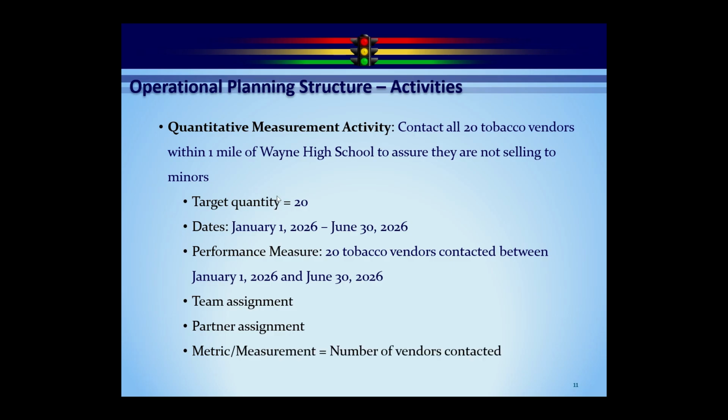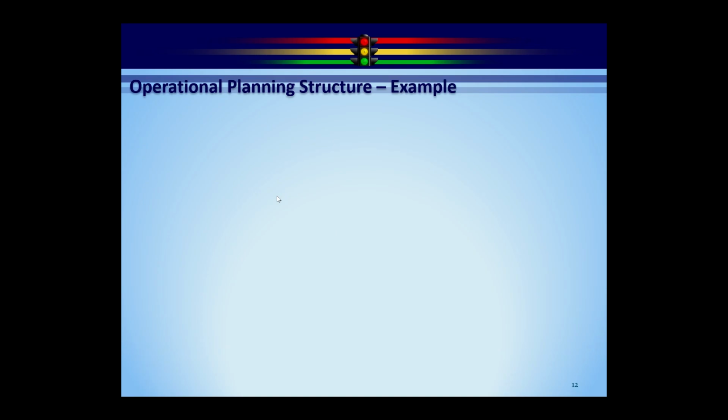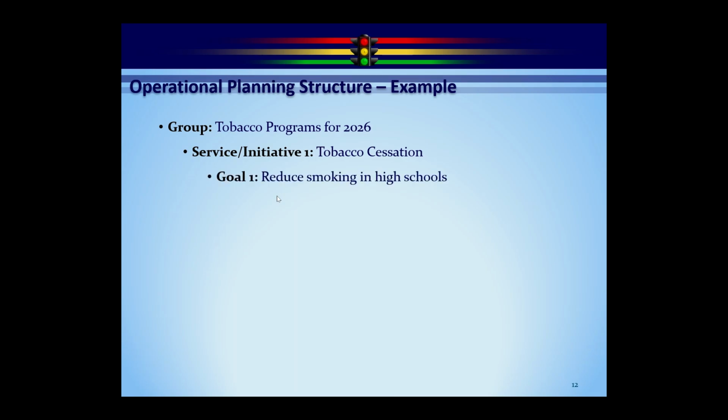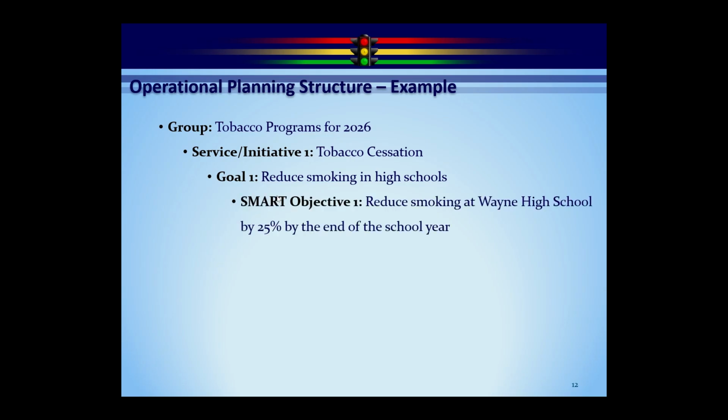So those are the three types of activities. Now, if I take everything that was at the bottom of the screens in blue and the activities and put them into a bullet form, it looks like this. Our group was tobacco programs for 2026. Underneath that, we had multiple services and initiatives. We chose tobacco cessation. Under that, we could have had multiple goals. We chose reduce smoking in high schools. Under that, we had SMART objectives. In our case, reduce smoking at Wayne High School by 25% by the end of the school year. And then we had the activities: create the training content, provide training sessions, contact tobacco vendors.